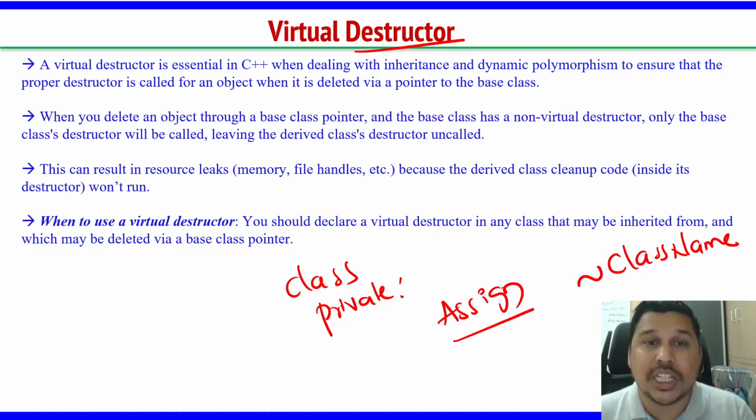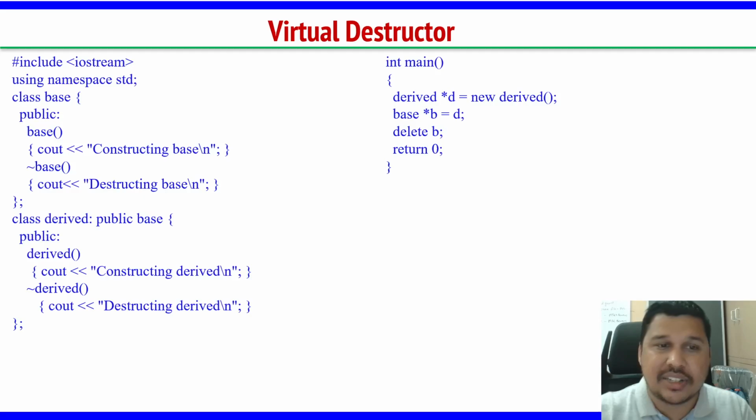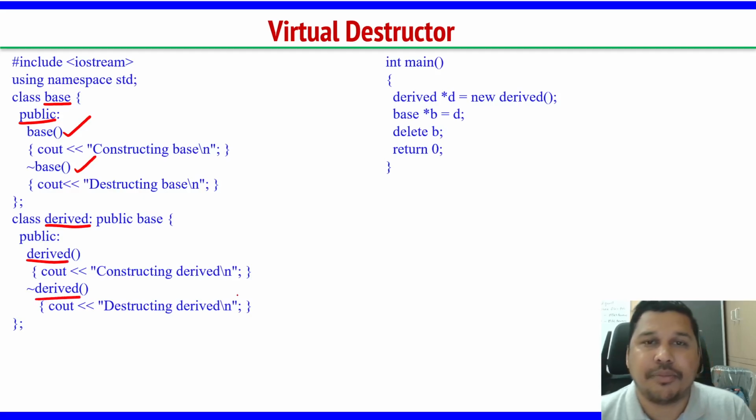So what is this virtual destructor? Let's see an example. In this example, through the program we will try to understand it. I have a class base. It has a public constructor and a destructor, and I have a derived class which is derived from this base class. Here also I have a constructor and a destructor.